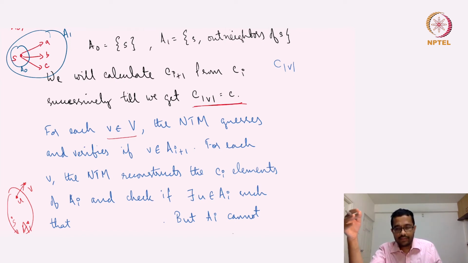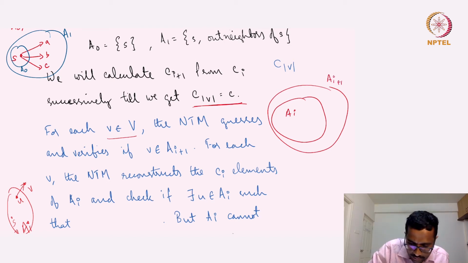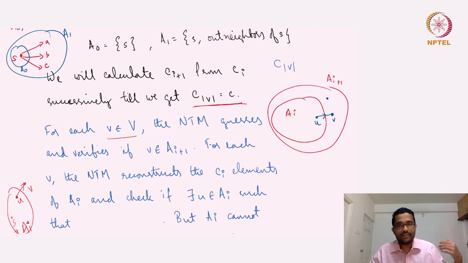Here again we will use the trick that we saw in the previous lecture, right? Notice that when we attempt to compute C_{i+1}, we already know C_i. So let's say this is A_i, and let's say this is A_{i+1}. For all the vertices V that are in A_{i+1} but not in A_i, there will be some U in A_i such that UV is an edge, right? Because otherwise, if V can be reached in i plus 1 steps, then it has to have a predecessor that can be reached in i steps, right?